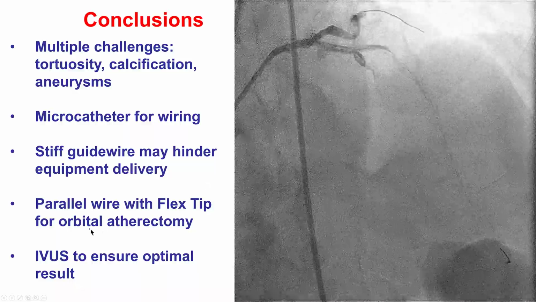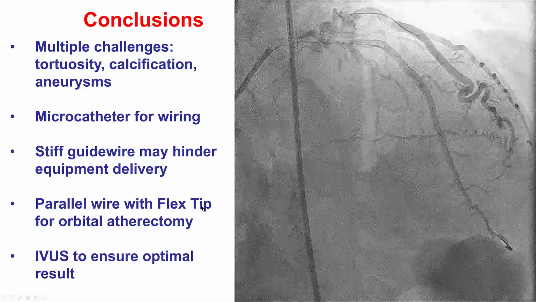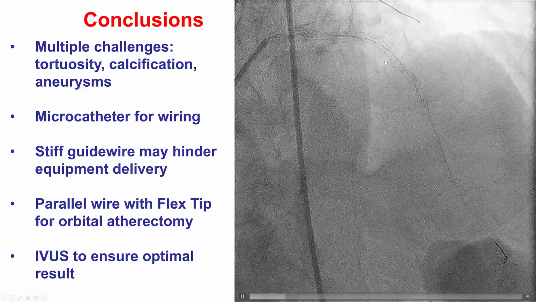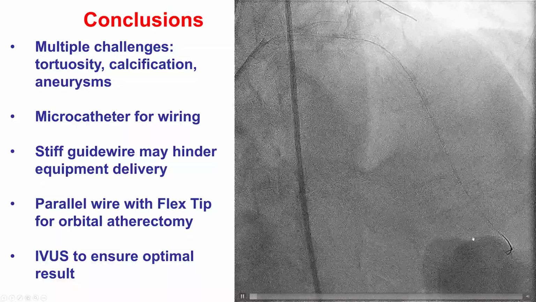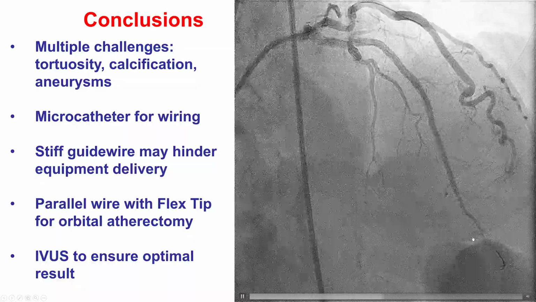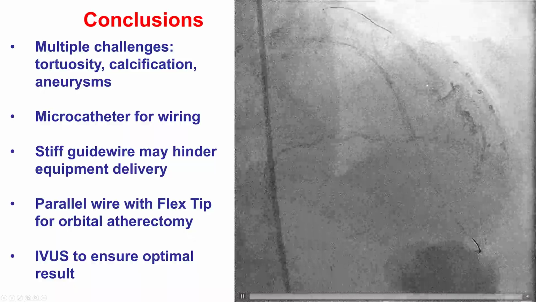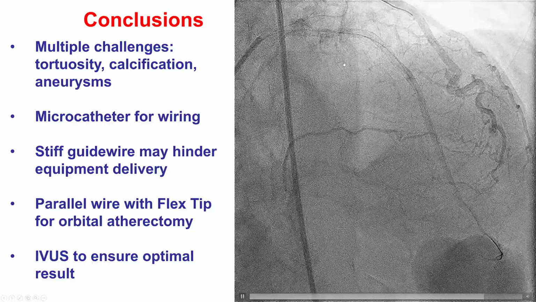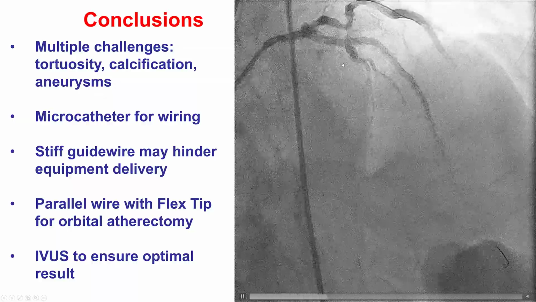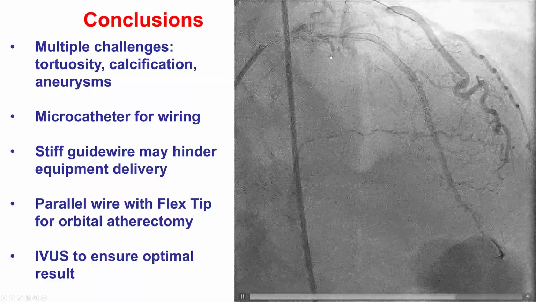This was solved by using the flex tip Viper wire, which is very torqueable, and successfully parallel wired the original wire all the way to the distal LAD. This allowed orbital atherectomy, following which we were able to expand the vessel, deliver stents, and have good stent expansion, which was confirmed by using intravascular ultrasound.